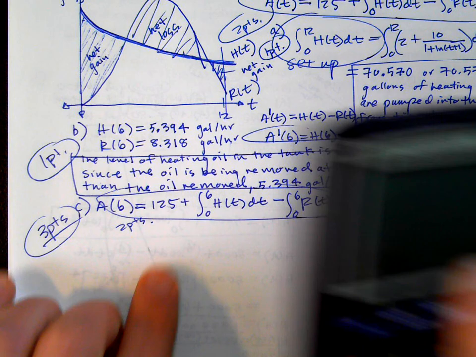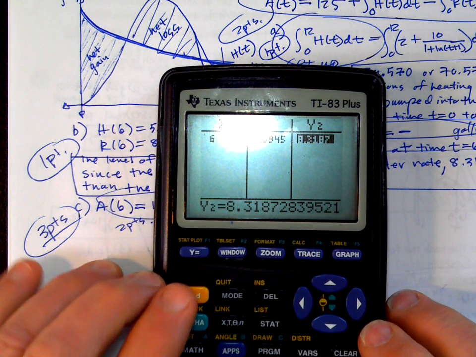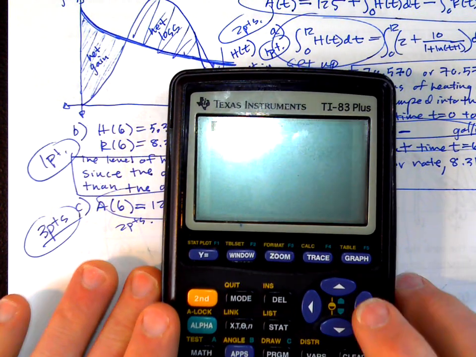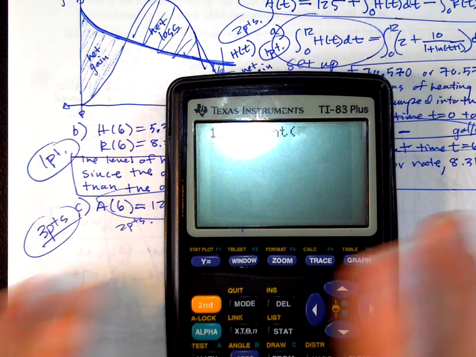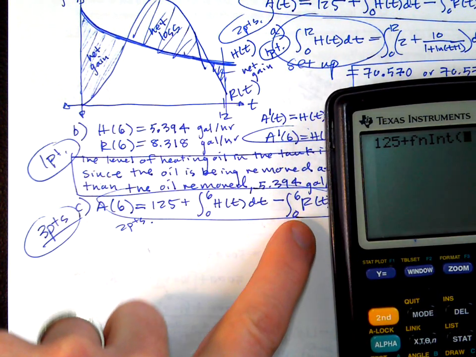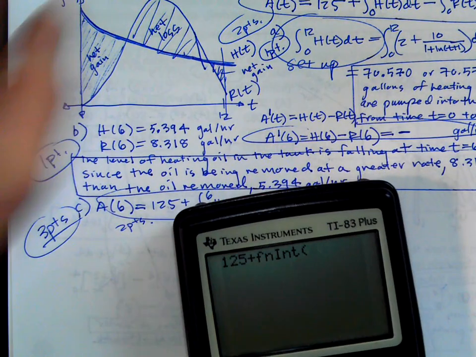So I'm going to do this on my calculator. I'm going to go back to the home screen, and I'm going to do 125 plus math 9. So I'm going to just type it in, all one big command line.